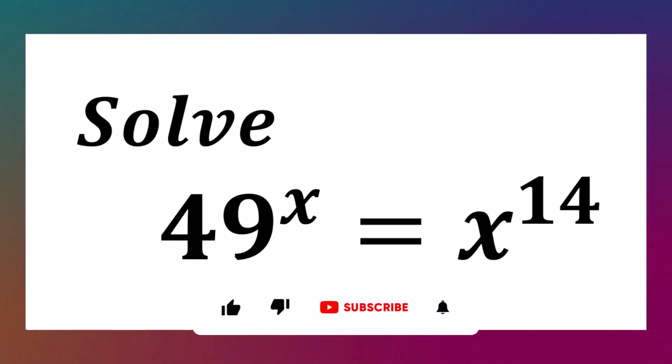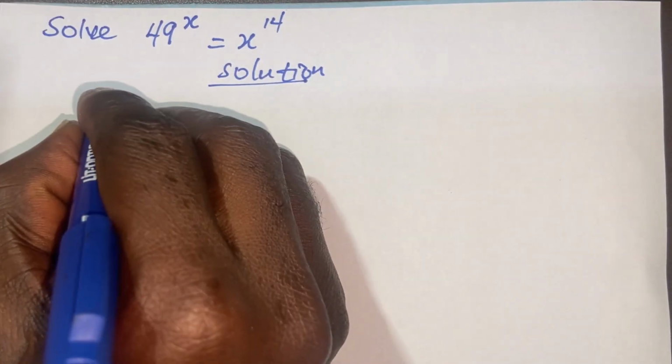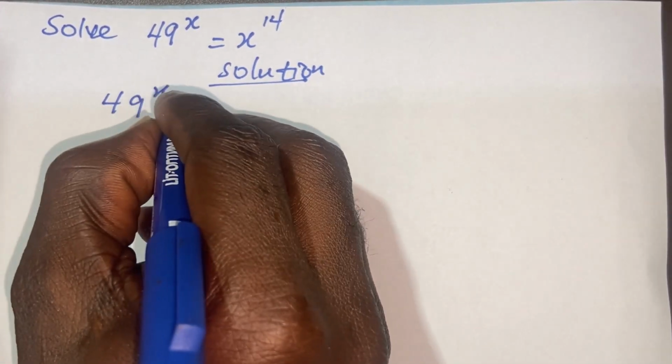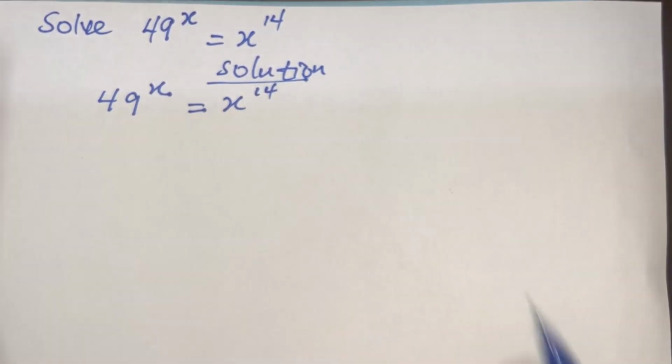49 to the power x equals x to the power 14. Let's get on with our solution. You have 49 to the power x equals x to the power 14.